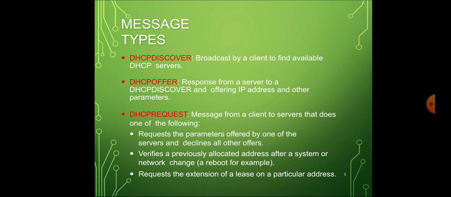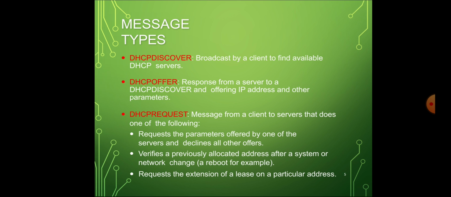Now I will first explain the exact function of each message. First, DHCP discover is broadcast by a client to find the available DHCP service. So the client first broadcasts this message to find where the server is available. Next is the DHCP offer, which is a response from the server telling you that this IP address can be assigned. It is the offering of the IP addresses.